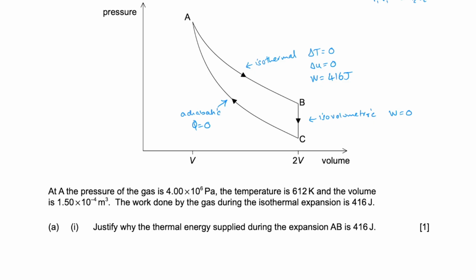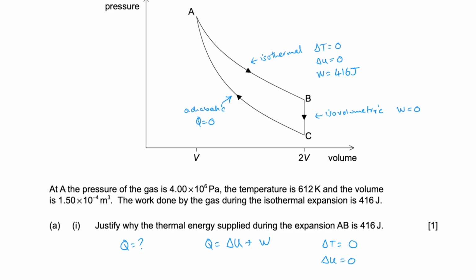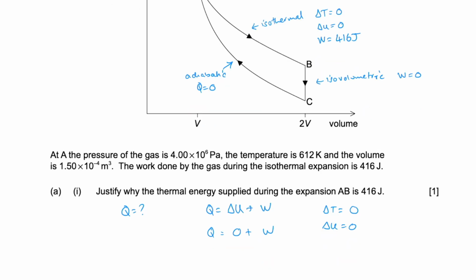A1. Justify why the thermal energy supplied during the expansion AB is 416 joules. Great, okay. So thermal energy is what? Well, thermal energy is equal to the change in internal energy plus the work done during the expansion. Because the temperature doesn't change, the change in internal energy is equal to 0. So Q is equal to 0 plus W, and therefore Q is equal to W, which is 416 joules.